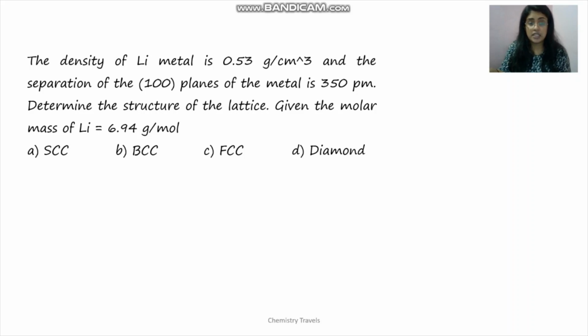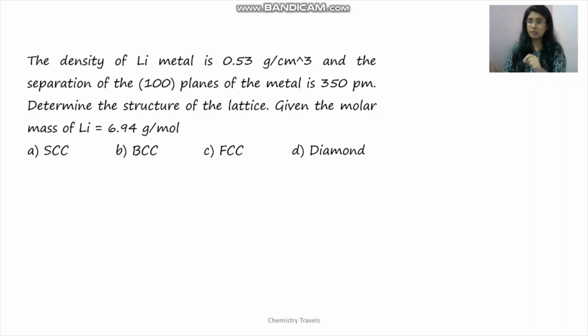In the next question, what they have told is the density of lithium metal is given to be 0.53 gram per centimeter cube, and the separation of 100 planes of the metal is 350 picometer. Determine the structure of the lattice given the molar mass of lithium to be 6.94 gram per mole. They've given the molar mass of lithium, they've given the density, they've given Miller indices for a plane, and they have given the separation of planes, that is the interplanar distance. So we have to determine the structure.